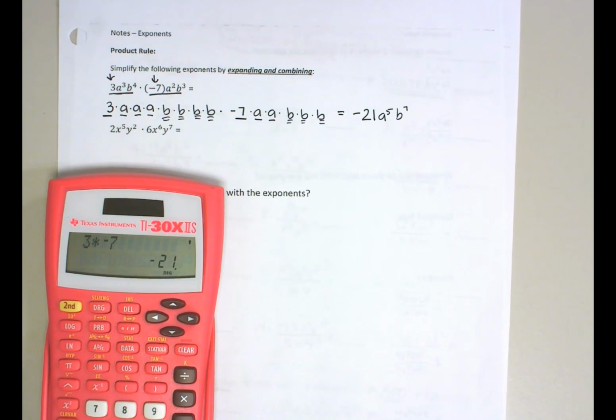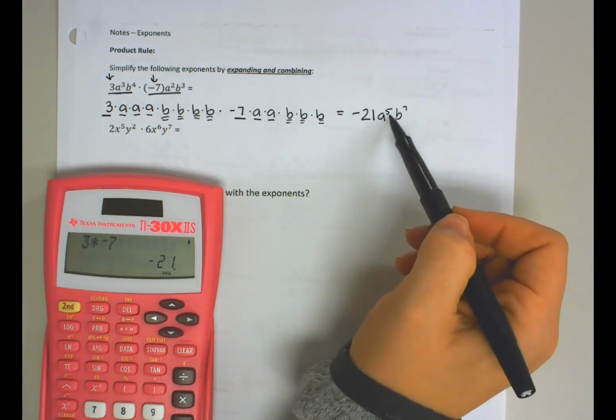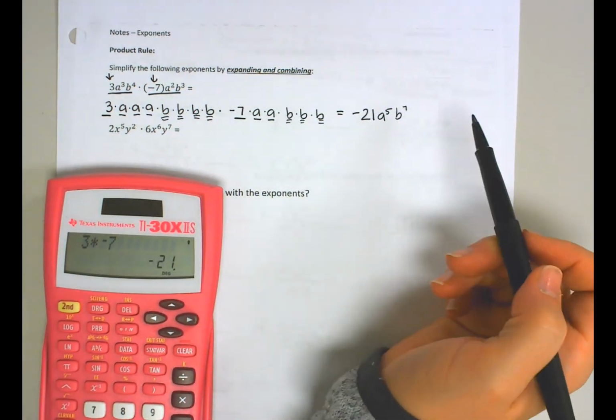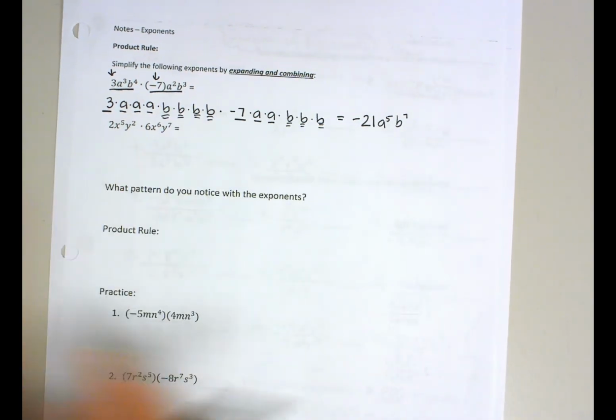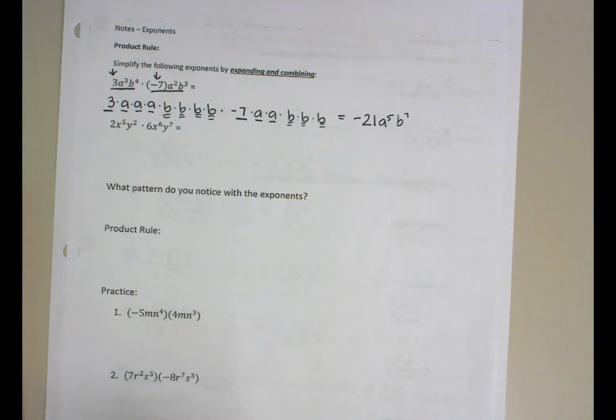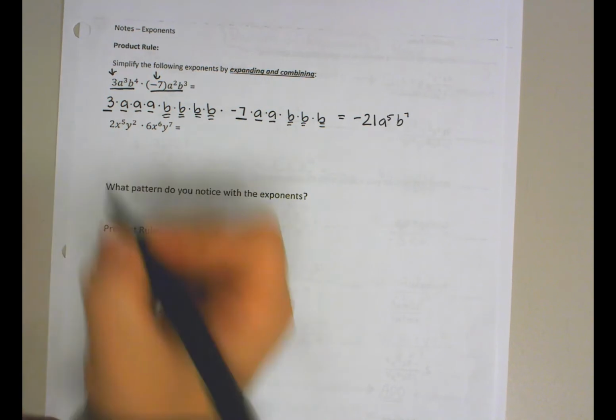So I counted how many a's I had. That told me my exponent. Then I counted how many b's I had, and that told me my other exponent. So we're going to do the same thing for our other example. So we're going to expand it all out. Then we'll count how many x's we have and count how many y's we have and combine them together.